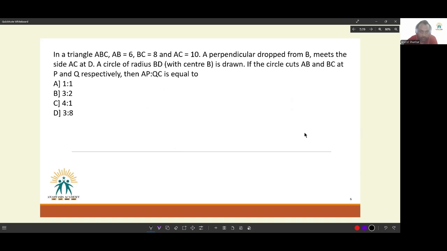Okay. Next question. In triangle ABC, AC is equal to 6, BC is equal to 8, and AB is equal to 10. So this is 6, this is 8, this is 10. All of us are hopefully geared up enough to realize this will be a right angle triangle. It's not something that is surprising or shocking to us.